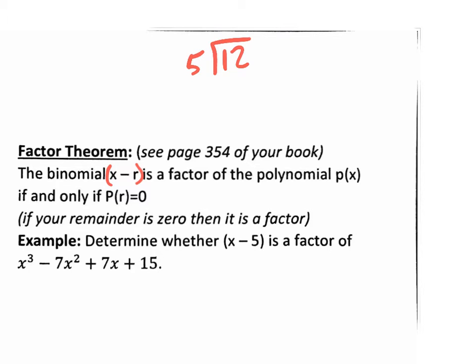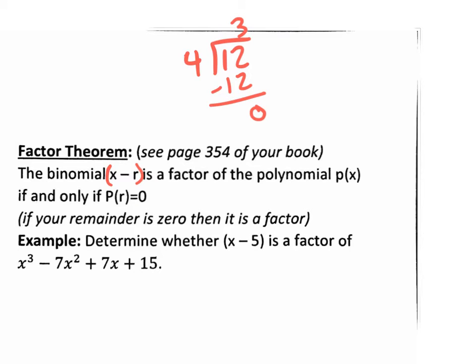Okay, so what if I said, is 4 a factor of 12? Yes, right? Why? Because 4 times 3 is 12. What's your remainder? 0. So to make this theorem easier, if you take a polynomial and divide it by a binomial and your remainder is 0, then that binomial is a factor.